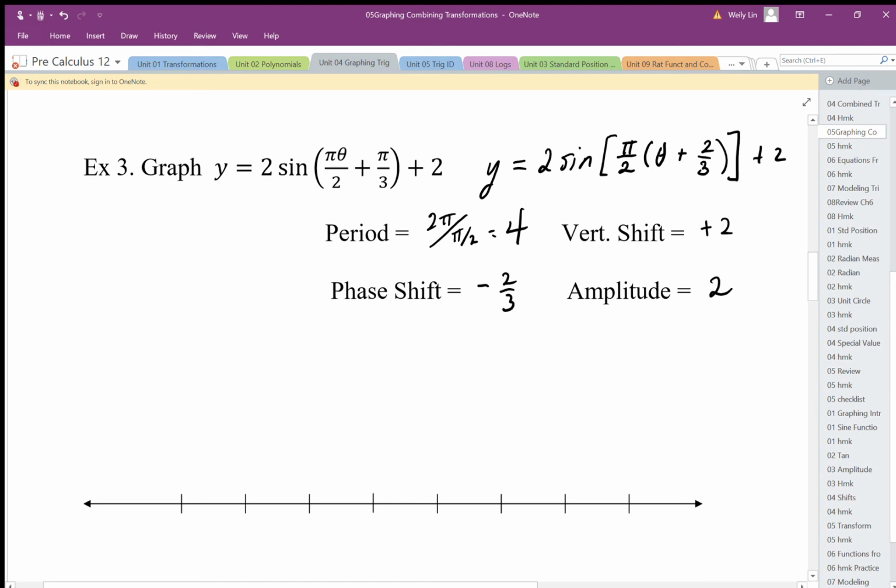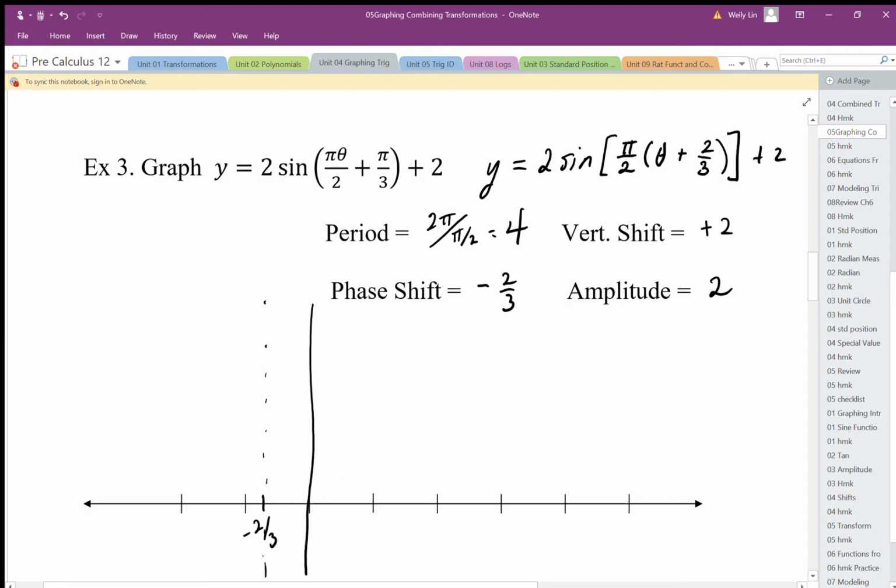Okay, so there we go. We've got all the parts that we need for this graph. I've got a phase shift of -2/3 and a period of 4. So I'm just going to make sure that my period and my phase shifts kind of match. So I'm just going to make that -2/3 here.